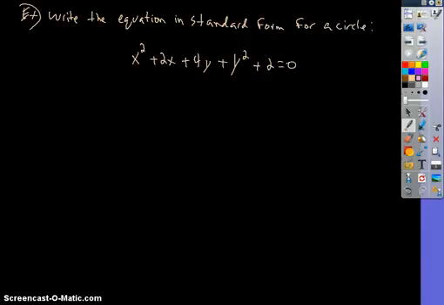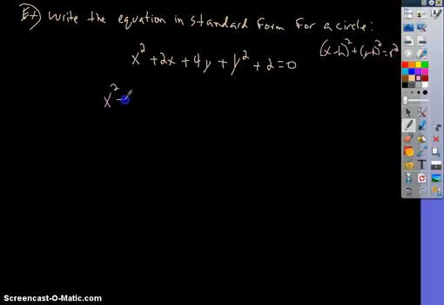All right, last example. Write the equation in standard form for a circle. You already know standard form is x subtract h squared plus y subtract k squared equals some radius squared. So basically you want to write binomial squareds here. Binomial squareds come from perfect trinomials. Hence, we're going back to completing the square.